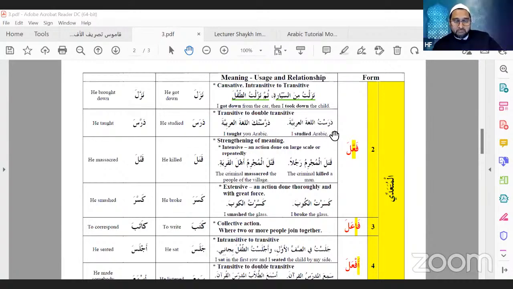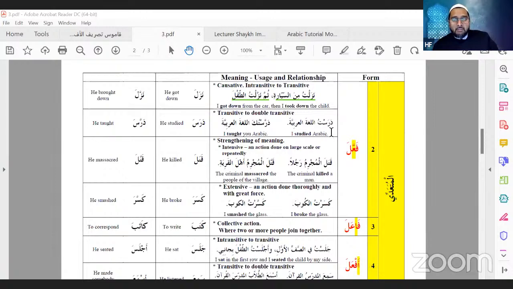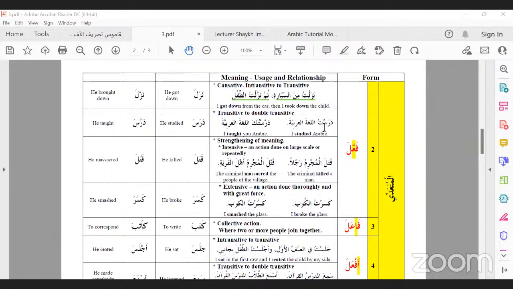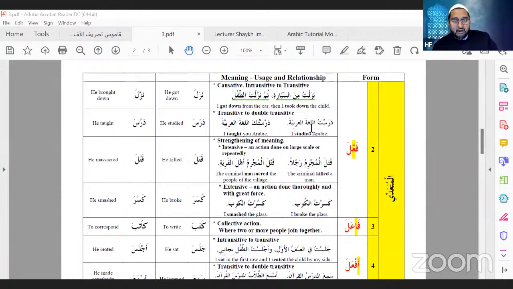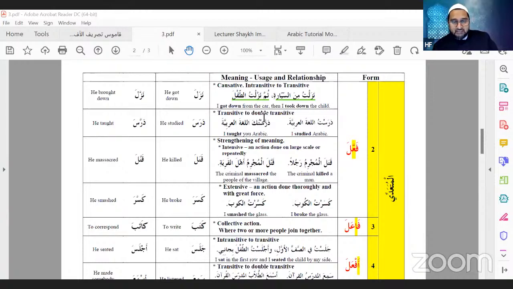Darastu. Bismillah. Darastu al-lughata al-arabiyyah. I studied Arabic. Now I am the doer. Al-lughat al-arabiyyata is the object. So this is a verb which has a verb, doer, and an object. Yes? Yes. Now it says here transitive to double transitive.